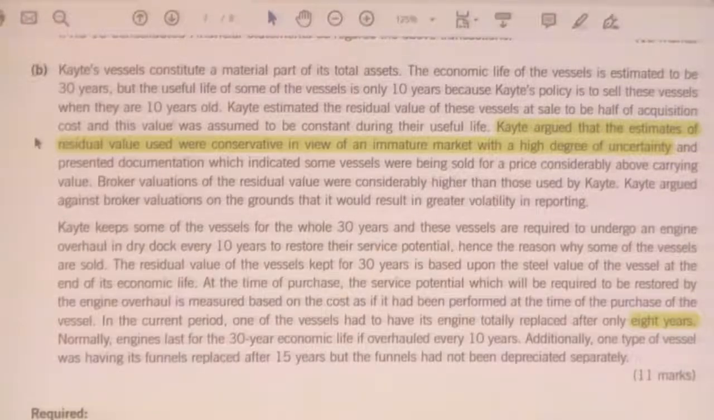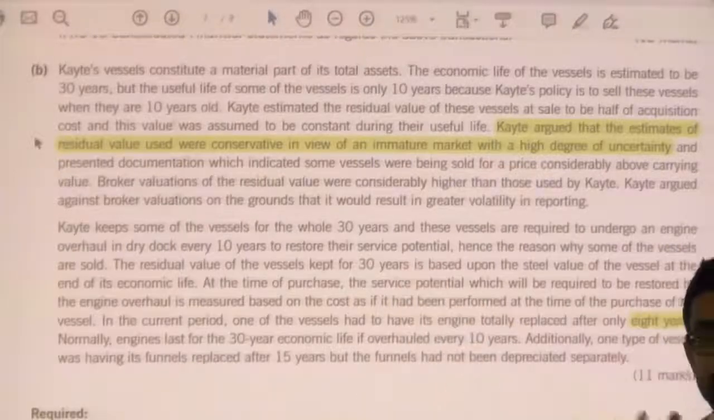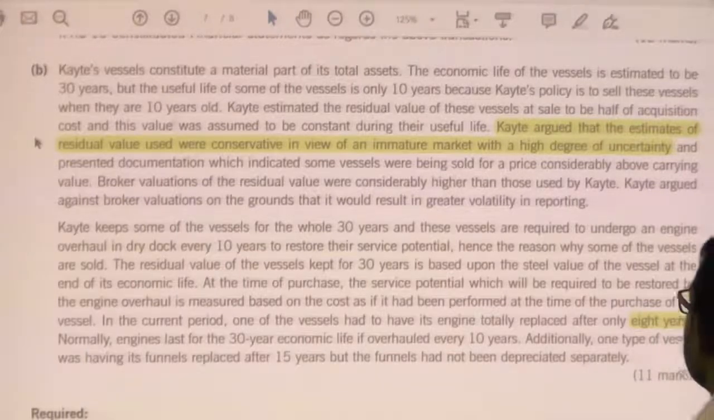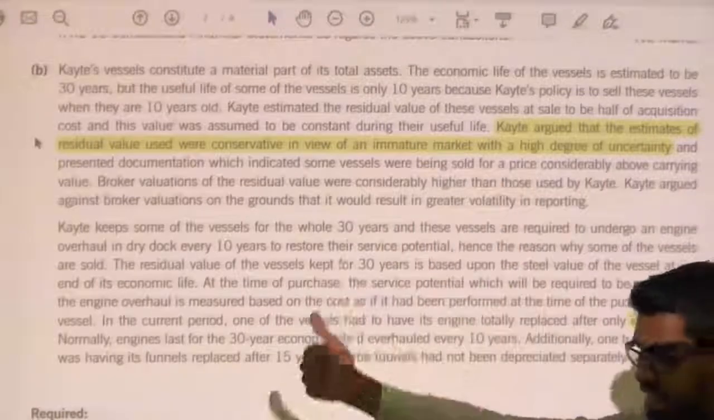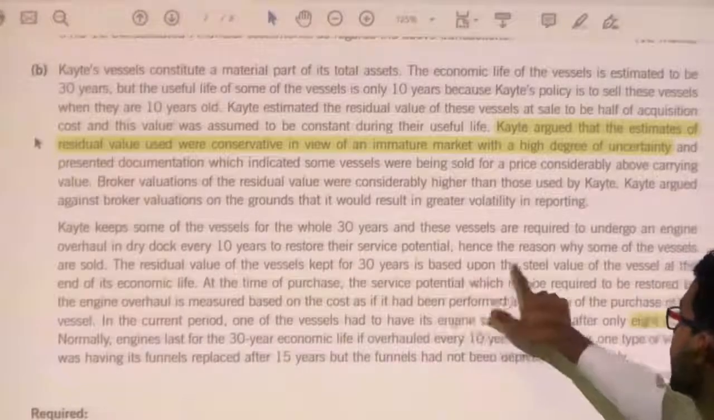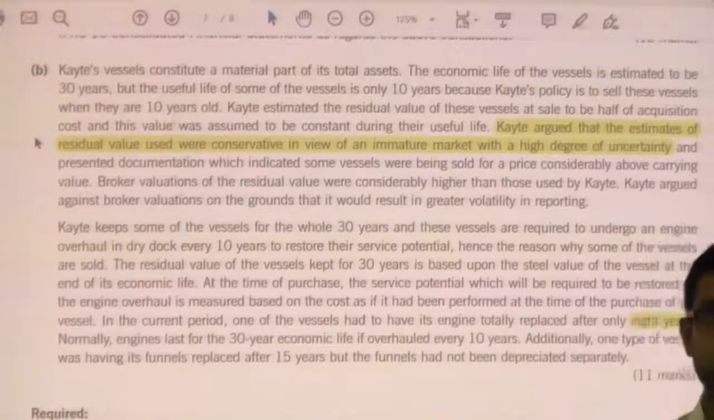The residual value of a vessel kept for 30 years is based upon the steel value. For the assets they sell at the end of 10 years, how have they arrived at the residual value? By considering half of the acquisition cost. Some of the assets they keep till the end of 30 years. Thereafter they take the residual value of those assets based upon the steel value of the vessel at the end of the economic life. Two measurement bases, two methods they have followed to decide the residual value of these assets.